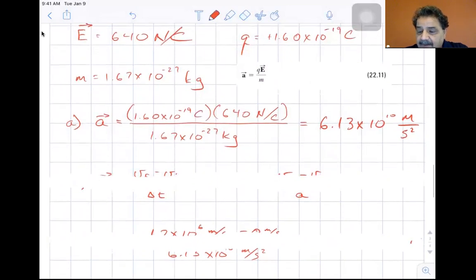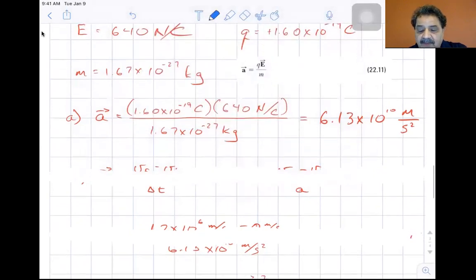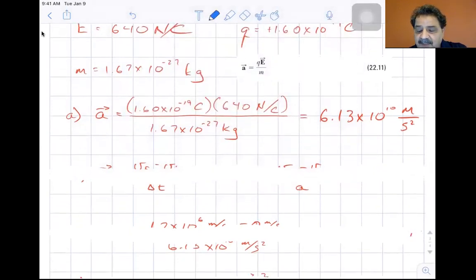Okay. We'll go to blue. Okay, so we've got the acceleration is equal to 1.6 times 10 to the minus 19 coulombs times 640 newtons per coulomb, divided by the mass of 1.67 times 10 to the minus 27 kilograms. And if you multiply all of that out, you'll get 6.13 times 10 to the 10th meters per second squared.